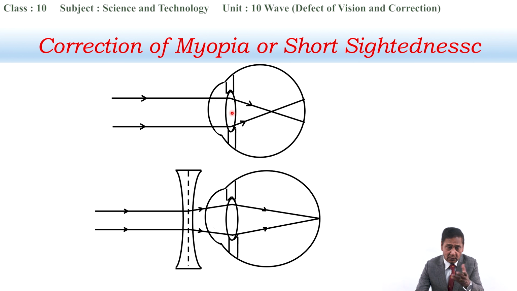Previously, only one convex lens converged the rays of light, its power is high, and that's why they converged in front of the retina. But now, not parallel rays of light but diverging rays are entering the eye lens, and with the same angle of convergence, they can be focused on the retina. So, a suitable power of concave lens should be used to correct myopia.